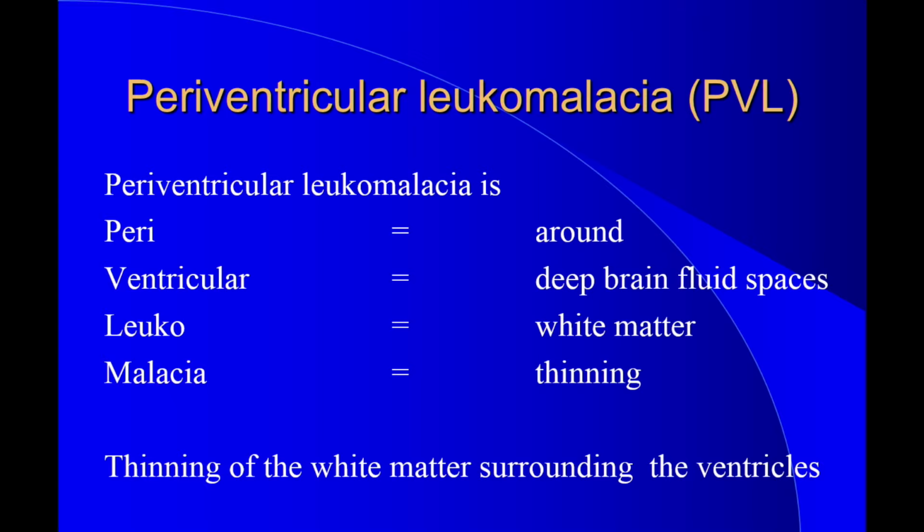So the definition of PVL is that around the ventricles, in this deep tissue of the brain, there's white matter thinning, leukomalacia. So the leuco refers to the white matter. The gray matter, when you look at a brain, is the curly gyri that you see. Inside of that, interconnecting the surface of the brain to everything else, is the white matter. So the white matter's thinner. So thinning of the white matter, particularly in the area around the ventricles, is periventricular leukomalacia. From here on, we'll call that PVL.